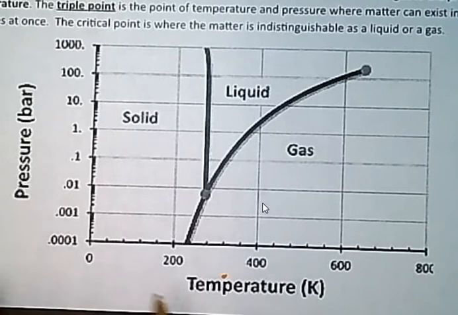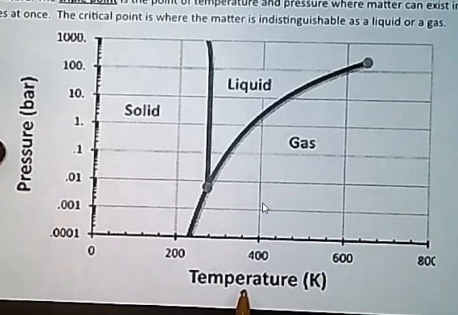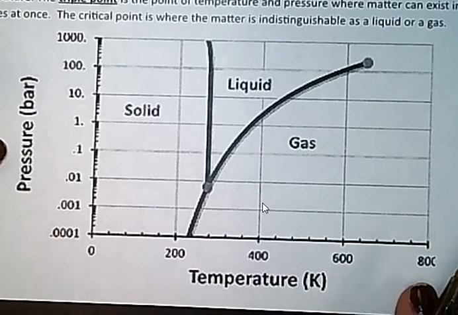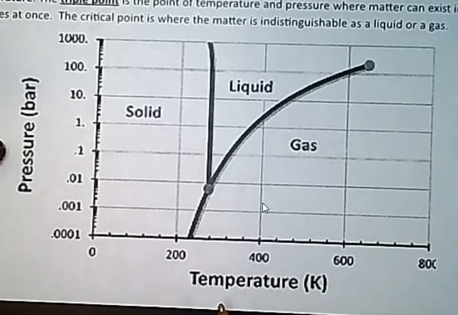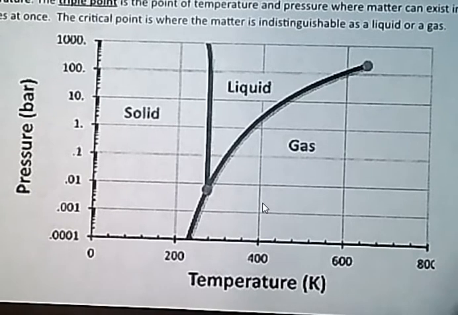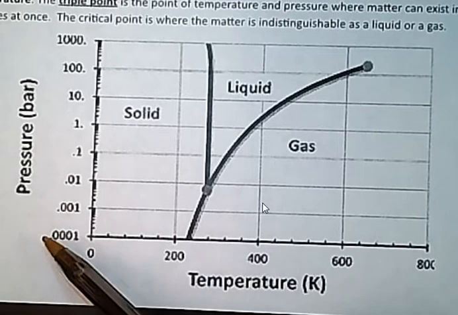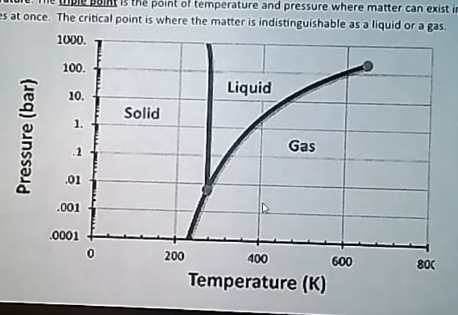So I have two things on my X and Y axis. I have temperature and I have pressure. So what this graph is showing us is that we can change phases depending on temperature, which we've known, and that's what we have been working on. But we can also change the phases depending on pressure, or a combination of these two.